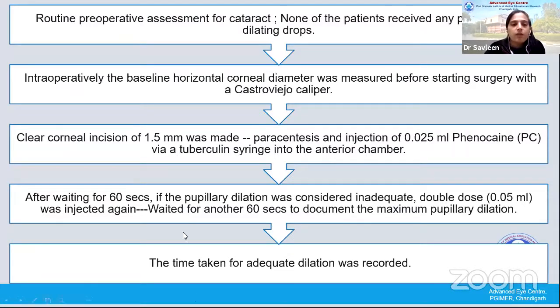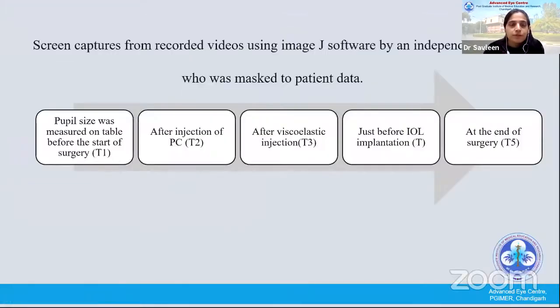We waited approximately 60 seconds for the pupillary dilatation because that was, with experience, what we thought would be adequate time to get adequate pupillary dilation. In cases where it was not adequate enough for the surgery to be carried out, we injected a double dose and waited for another 60 seconds. Of course, we noted the time that it took for the pupillary dilatation to achieve the maximum that it could. We took screen captures because we recorded all videos. The rest of the steps were the same as in any standard pediatric cataract surgery.